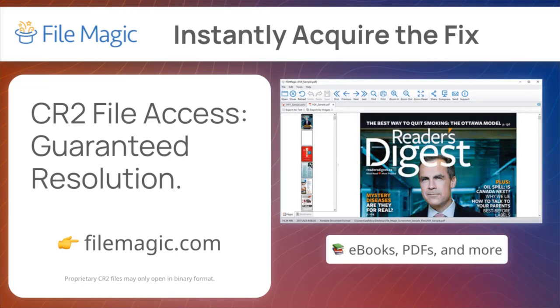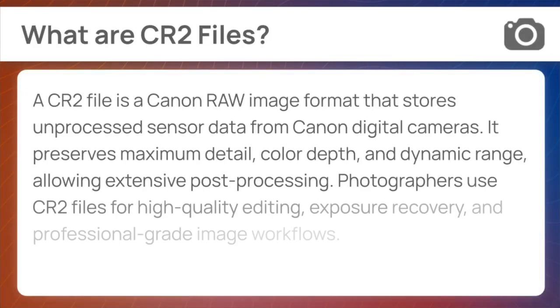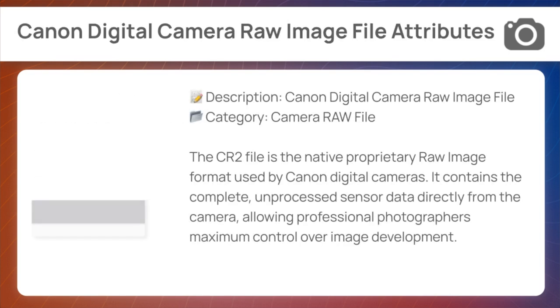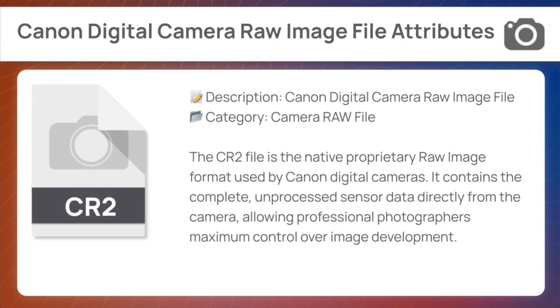First, the simple methods. You are dealing with a CR2 file, which originates from the camera raw file family of formats. Its metadata is consistently defined by the Canon digital camera raw image file type. The CR2 file is the native proprietary raw image format used by Canon digital cameras. It contains the complete, unprocessed sensor data directly from the camera, allowing professional photographers maximum control over image development.